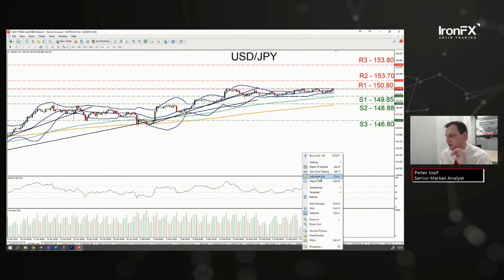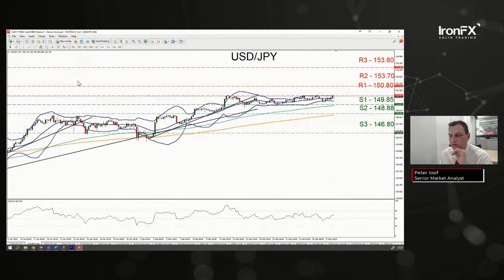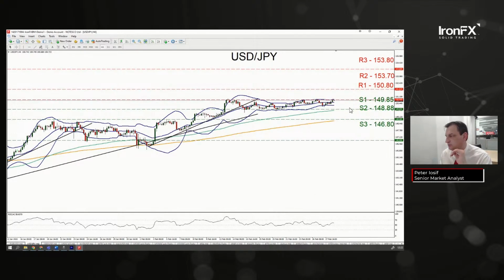Indicators list. We definitely don't need the volume part. Could lower. Let's readjust the labels as well. We tend to maintain a bias for the sideways motion of the pair to be maintained, possibly between the S1 149.85 and the R1 150.80, with the R2 being the next possible target for the bulls at 153.70.